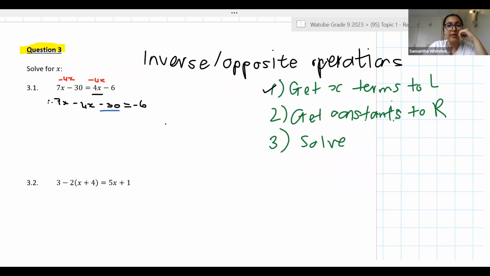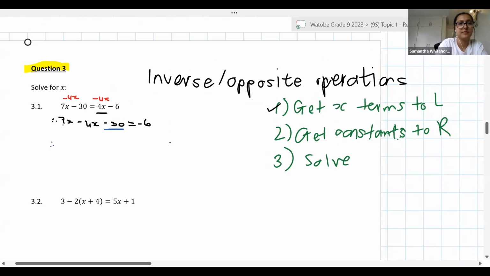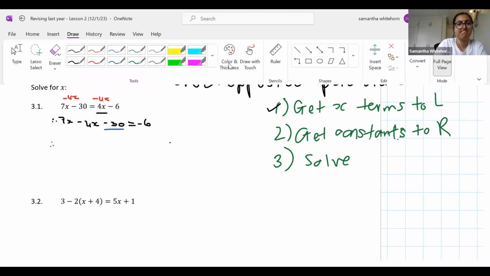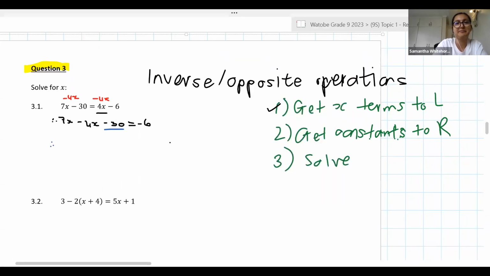Phumzile, do you want to carry on this equation for us? Yes, ma'am. First thing we'll have to say plus 30. Good. We have to say 7x minus 4 equals... Keep going. Equals negative 6 plus 30. Good.